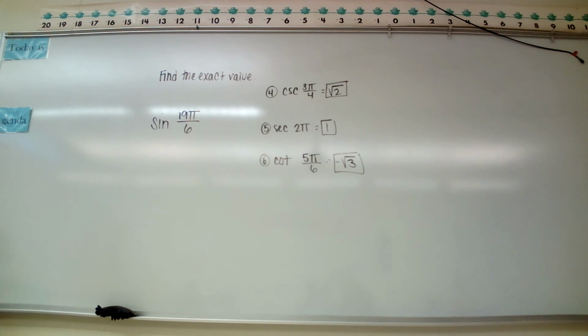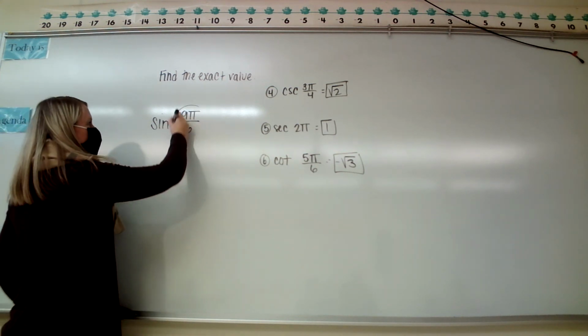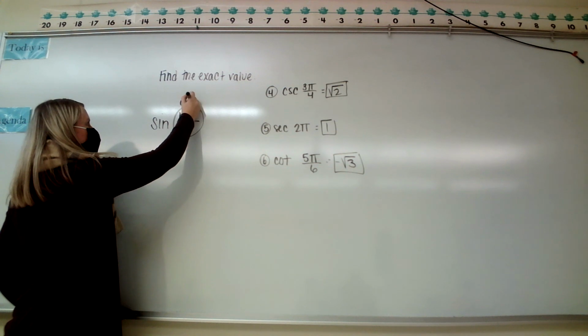And then you're going to say, well, when I look at my chart, there is no 19 pi over 6. So we were doing some of these last week. When you are looking at your chart, if you don't see your value in the radian column, that means for this, we need to find a coterminal.